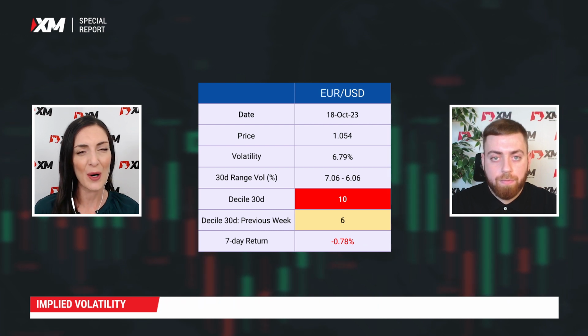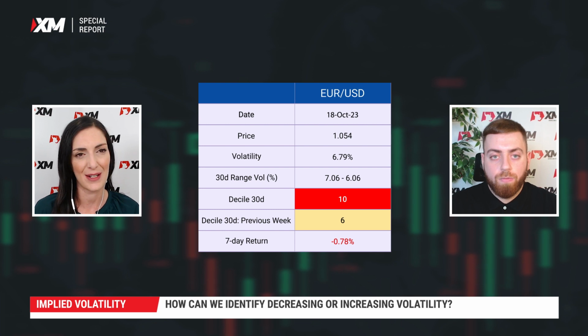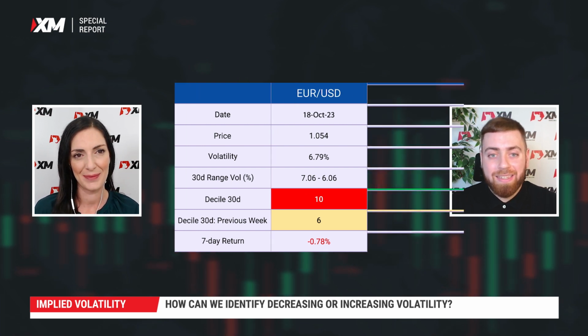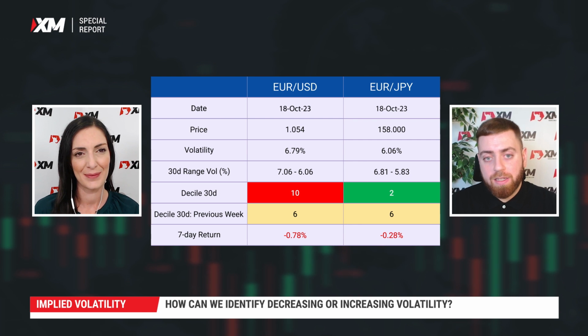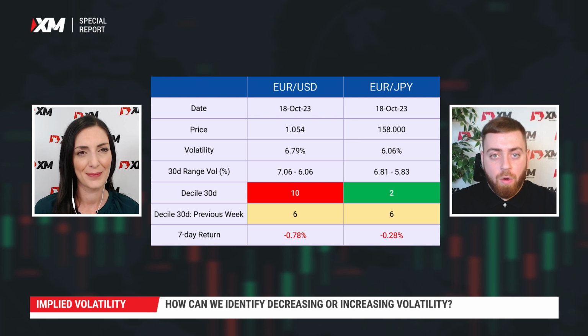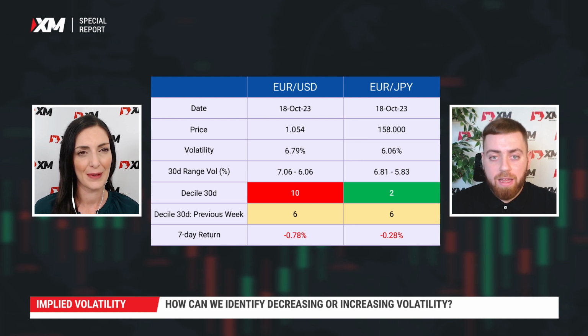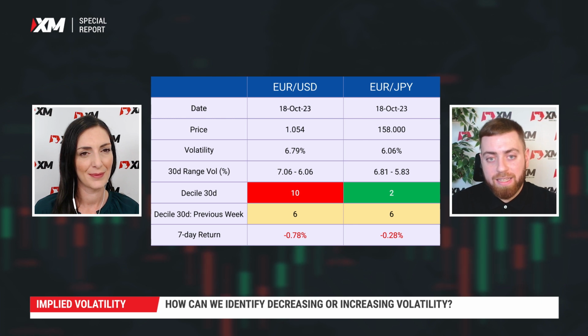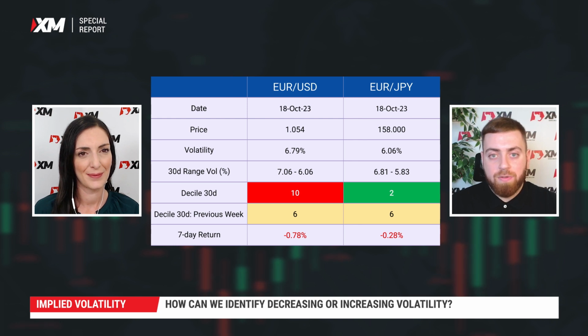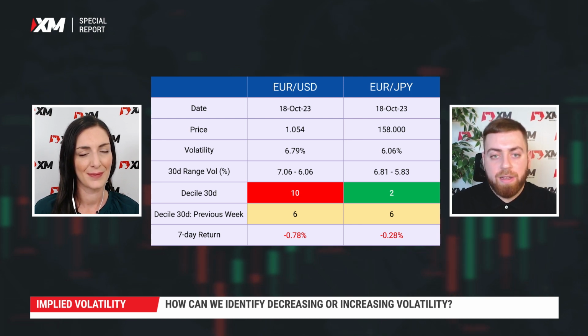Stefanos, before I let you go, how are we going to identify increasing or decreasing volatility? Now let's see a hypothetical example of two pairs whose volatility moved in opposite directions to totally understand this. On the one hand, it's clear that expected volatility for euro-dollar in the examined day is near the upper end of its 30-day range, as it has jumped from decile 6 in the previous week to decile 10. In other words, the pair's volatility shifted from neutral to extreme levels, hinting at a higher probability of a significant move in the upcoming sessions.